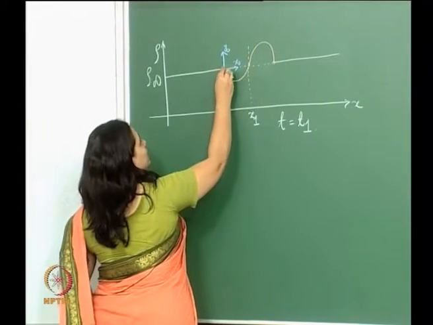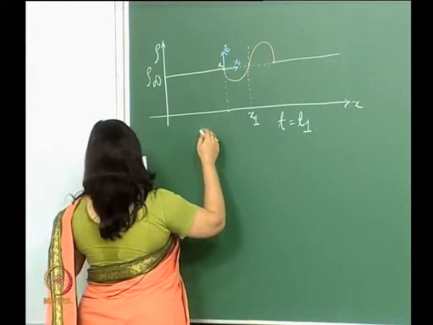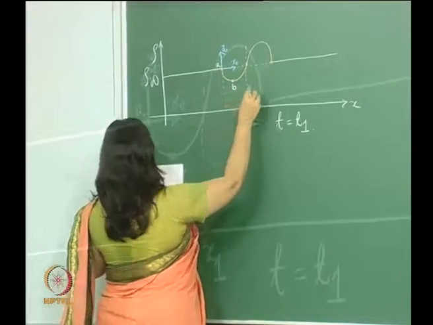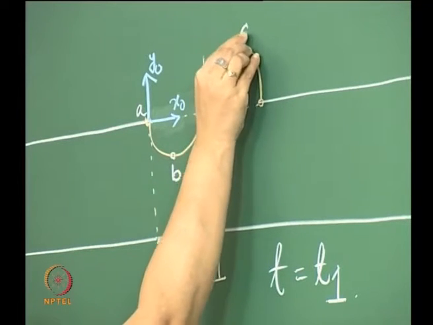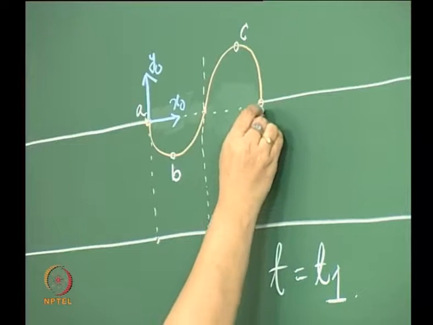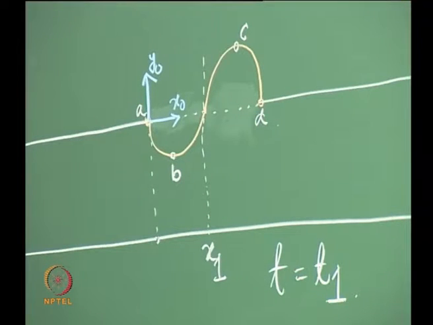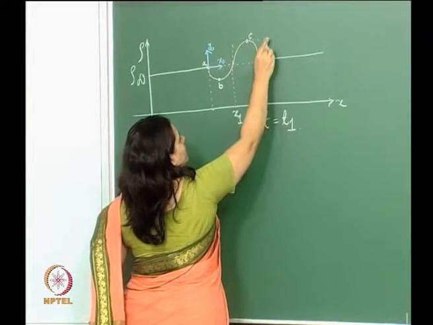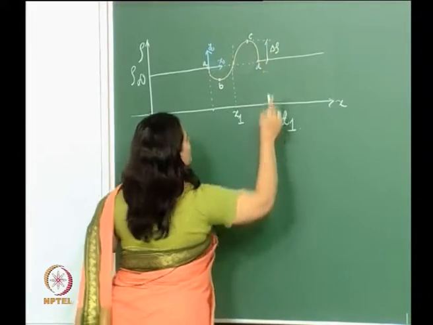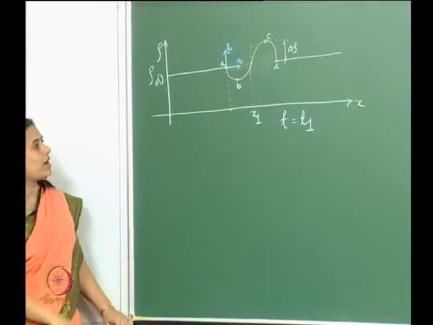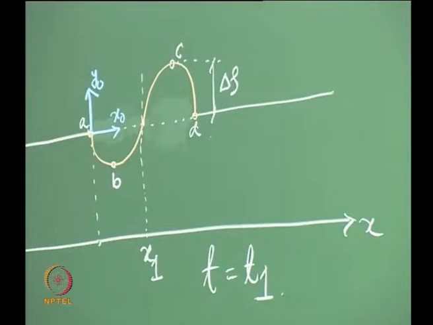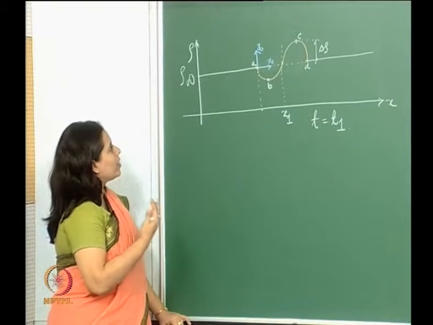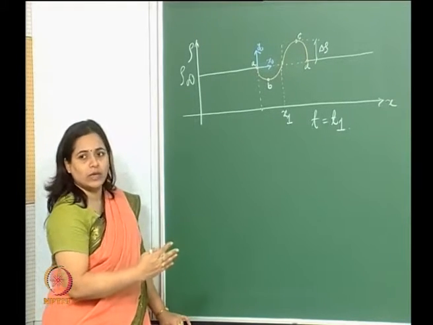Let us say this point is A, another point is B, another point is C, and this is D. And this is basically the amplitude of the disturbance. This is what we have at time t equal to T1. So, let us see what happens to this as we move further down x.